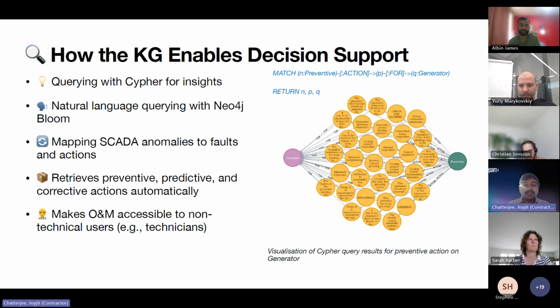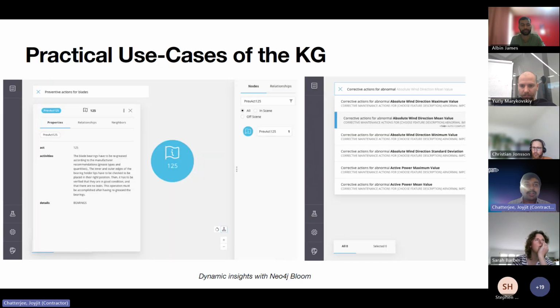And it, of course, makes the O&M accessible to non-technical users, because Neo4j provides certain things like Neo4j Bloom, which is a natural language platform for interacting with your knowledge graph, right? So here you can see this is Neo4j Bloom, and I can just go in there and type in preventive actions for blades, and it will show me all of the associated nodes or properties with those nodes. And the same I can do for any other type of anomaly in the SCADA features. On the right screenshot, you see different SCADA features, and I can query for different kinds of actions that I need to take for tackling those scenarios.